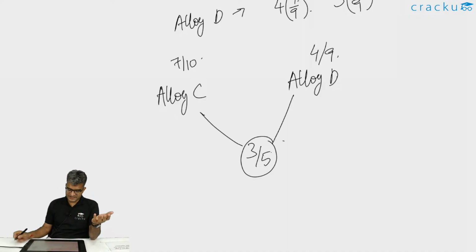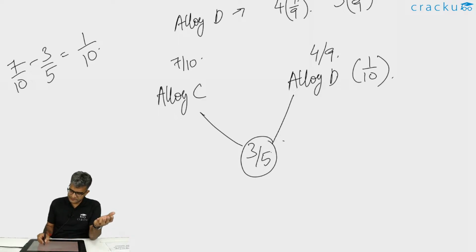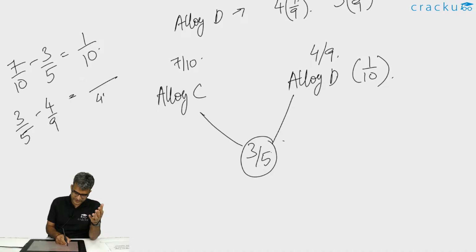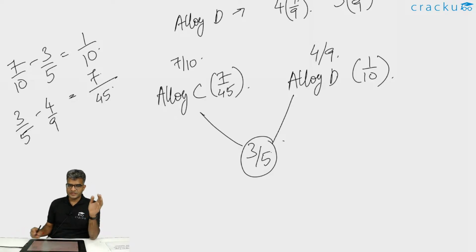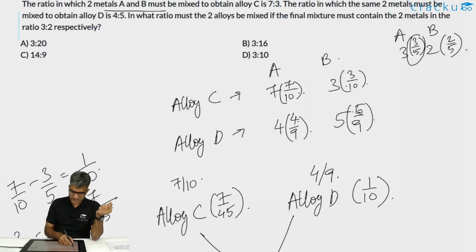Again, we will use alligations. What is 7/10 minus 3/5? This is equal to 1/10. So put 1/10 over here. What is 3/5 minus 4/9? 3/5 minus 4/9 is equal to, over 45, 3 into 9 is 27, minus 20 is 7. So put 7/45 here. So the required ratio is 7/45 is to 1/10. You can multiply both of these ratios with 90. So we are going to get 14:9. So the answer for this question is 14:9.